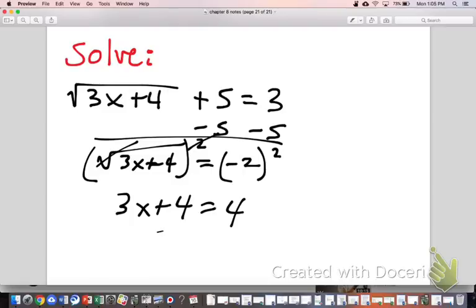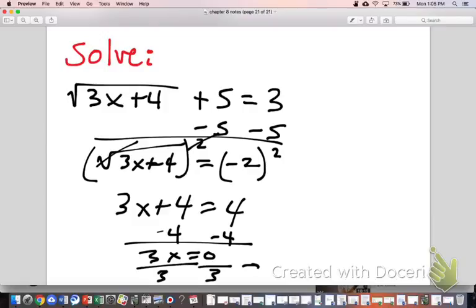We need to subtract 4 from both sides. When I do that, I get 3x is equal to 0. And then to get the x by itself, I need to divide everything through by 3. This gives me x is equal to 0. And up to this point, I have made no mistakes. I'm doing great. But I haven't finished yet, right? I got to check. Got to make sure I check this out.